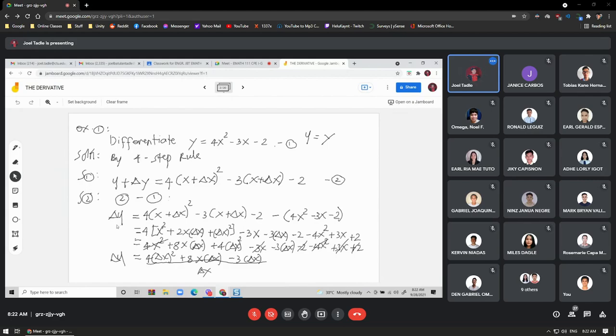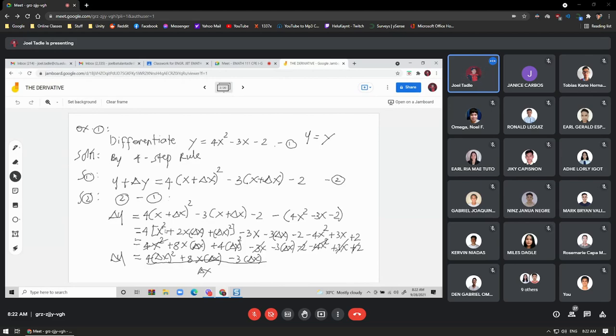So the result is delta y, then equal to this one copy, minus 4x squared minus 3x minus 2. Then we expand the binomial, x plus delta x squared.